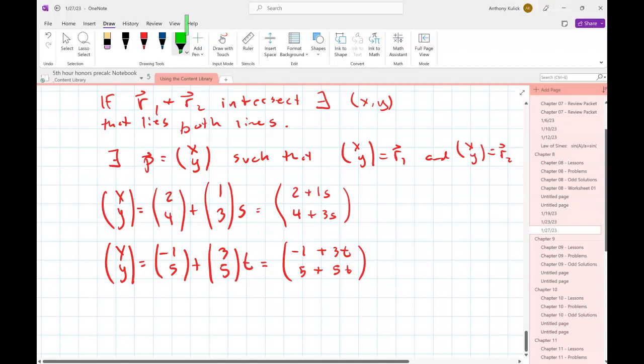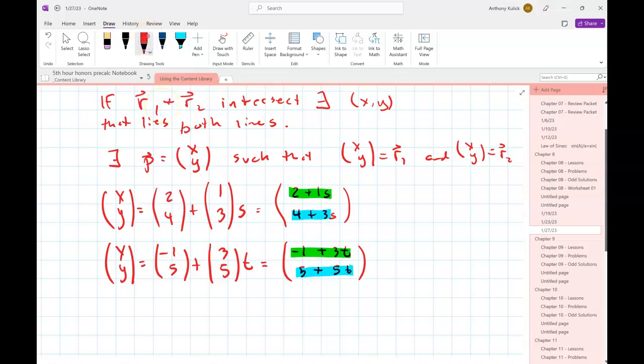So if these two are equal, the x coordinates need to be equal and the y coordinates need to be equal. So what that has done is created for me a system of two equations. Everybody's okay with that?